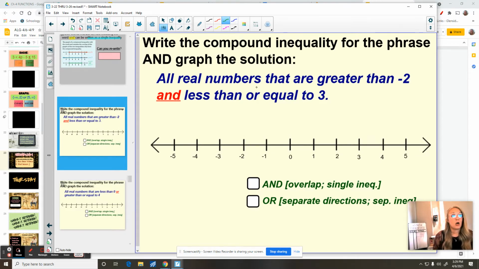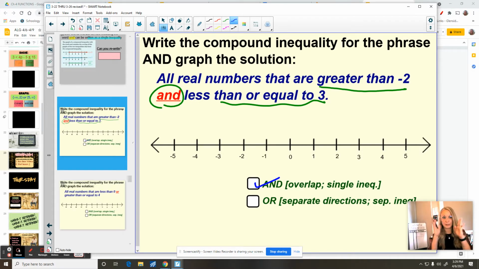So it says all real numbers that are greater than -2 and less than or equal to 3. So right away, we know that this is an and inequality, okay, which means that we can write it as a single combined compound inequality. So it says, okay, greater than -2, less than or equal to 3, we've got x.